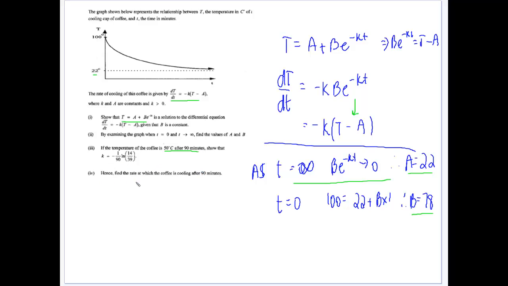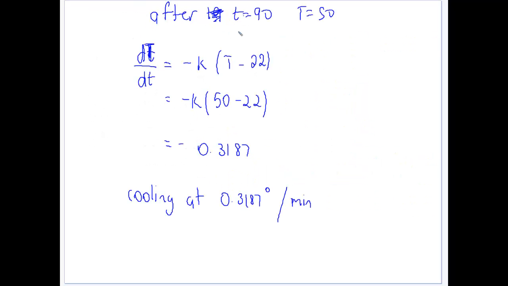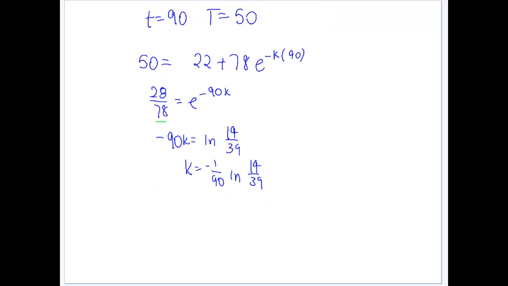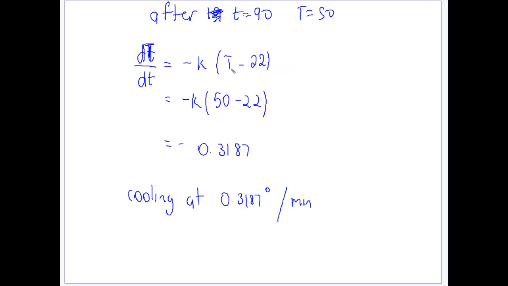Next, we want to find the rate at which the coffee is cooling after 90 minutes. Well, after 90 minutes, T is equal to 50. We know that situation because we've just been told that. If that's the case, we can do the -k, which we know what k is. T was 50.